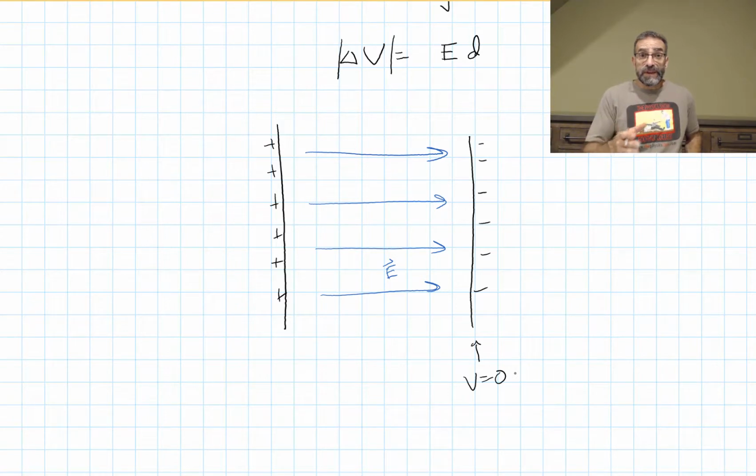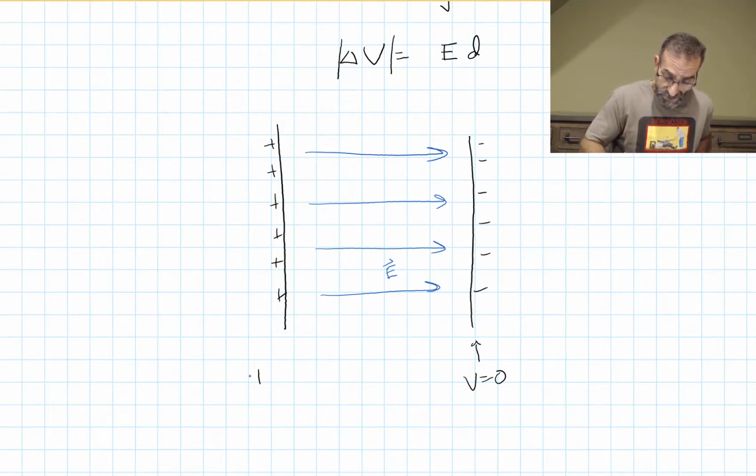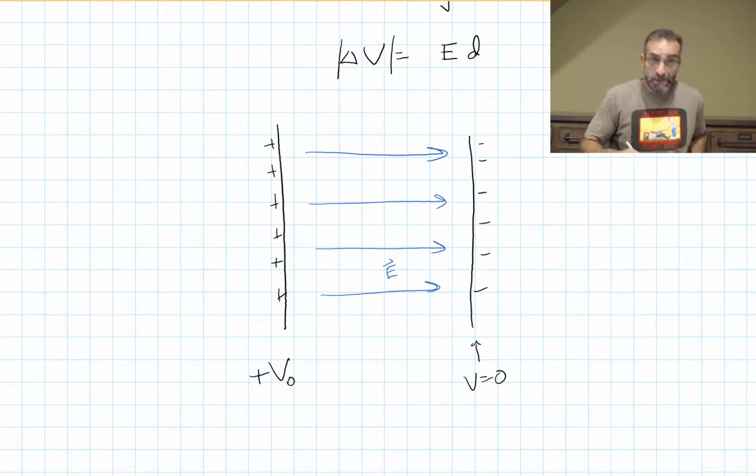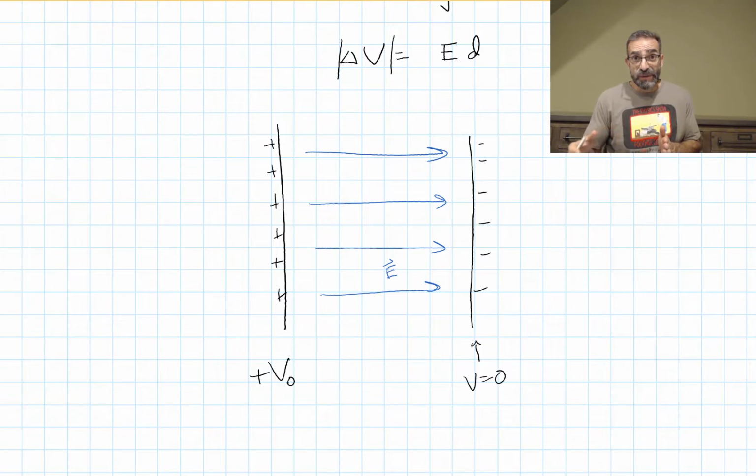then you would know that the leftmost plate would have to be positive V naught. It would have to be that many volts higher than the right plate because our electric field points in the direction of lower potential. The potential on the positive plate has to be higher than the potential on the negative plate. And if we know the potential difference is V naught, and we know the right one is 0, the left one has to be positive V naught.